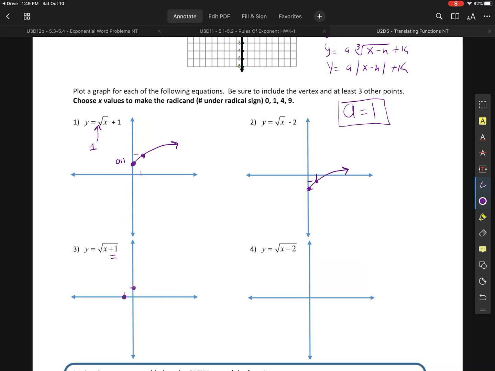Up 1 over 1, because a is 1, there's our graph. The x minus 2 moves it to the right, since a is 1. Up 1 over 1, there's our graph. Now, feel free, take a moment, plug in some values, make sense of this. But the key thing here is that the numbers outside the rad are moving up and down, while the numbers inside the rad are moving it left and right.